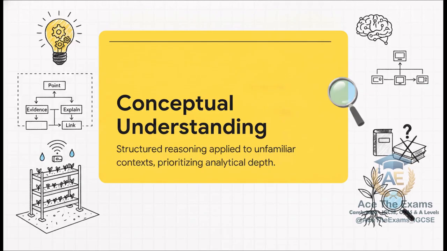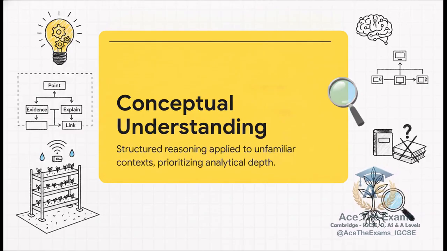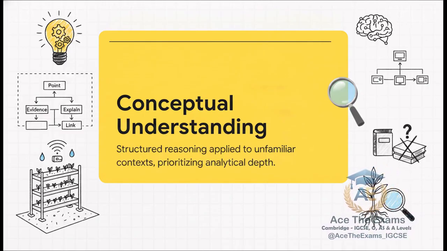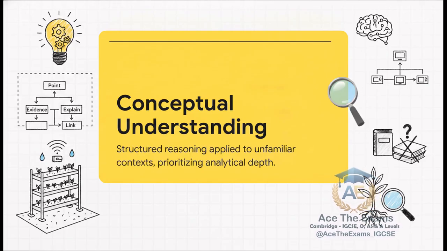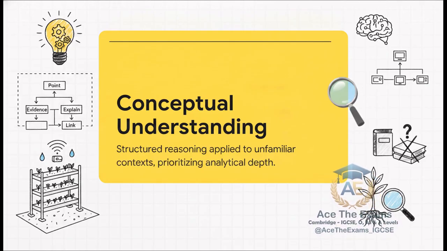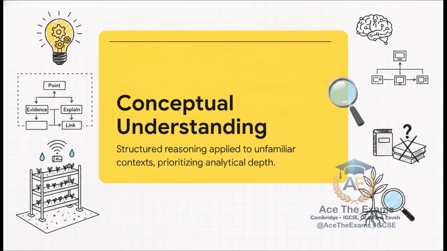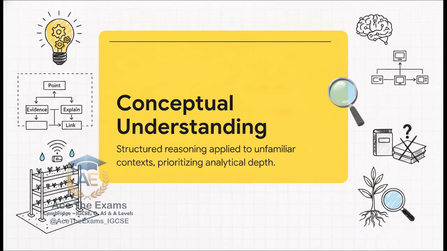You make a clear point about the sensor's role, you back it up with evidence pulled directly from the text of the scenario, you provide an explanation of the technological interaction, how the sensor talks to the ADC and the microprocessor, and finally, you link it back to the overarching goals of the system, like conserving water or maximizing crop yield. That, my friends, is logical, structured reasoning in action. That is how you dominate.